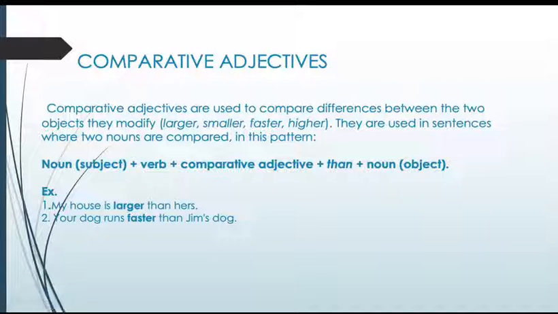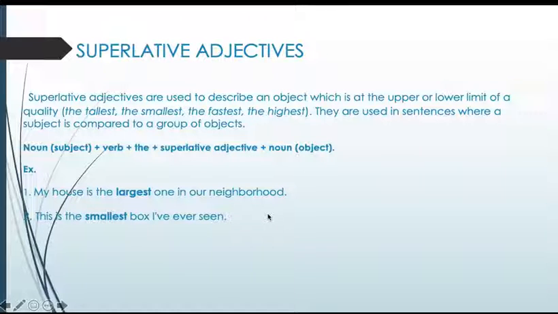Examples: my house is larger than hers. So my house is a subject, is a verb, larger is a comparative adjective, than hers is object. Your dog runs faster than James' dog. So your dog is a subject, runs is a verb, faster is a comparative adjective, than James' dog is object.